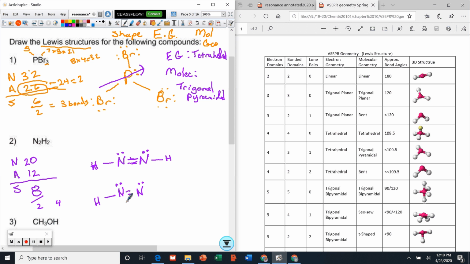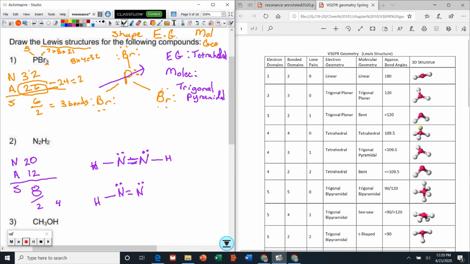So I have 1, 2, 3, 4 areas. So I have 4 areas, and then I have 2 sides that are bonded. This double bond counts as one bonded side. So 1, 2. So I'm going to 4, 2. And then as far as lone pairs are concerned, that doesn't apply on this one. But the shape that we get is tetrahedral bent.